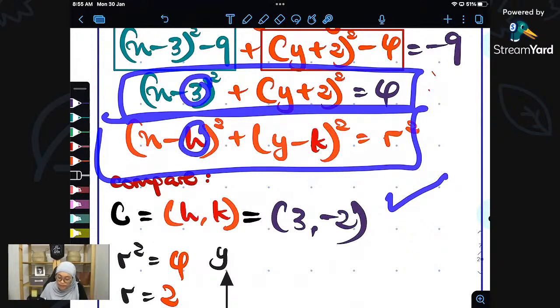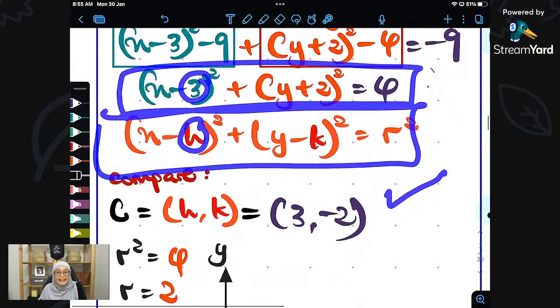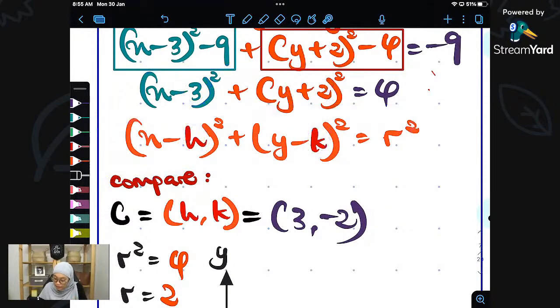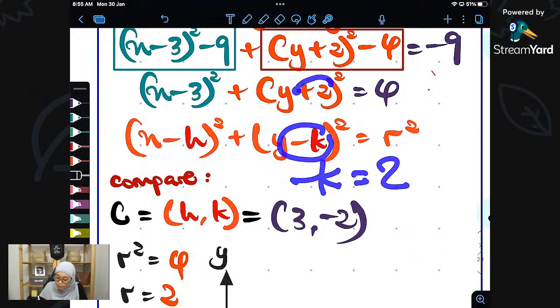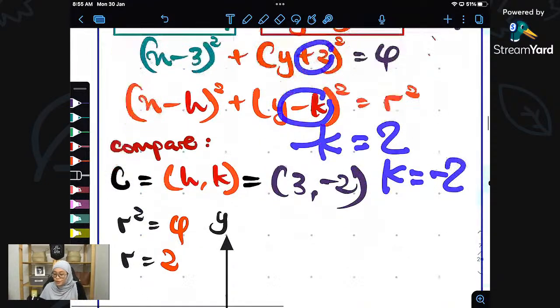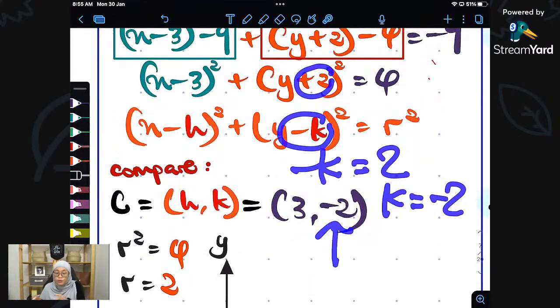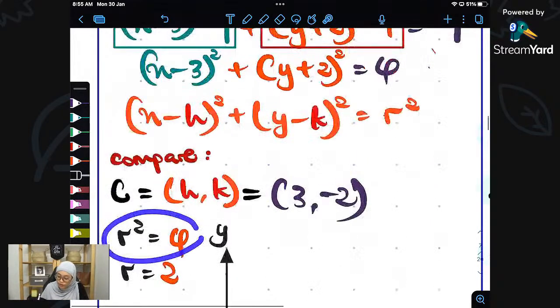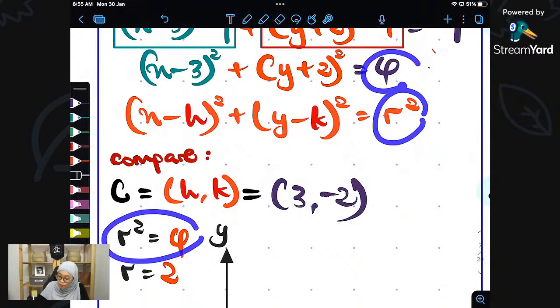H is 3, and K is -2. Careful, because this is negative K. This is +2, so K is actually -2. So be careful there. This one is easy for students to make mistakes. Okay. And then the radius: r squared is 4, so the radius will be 2.